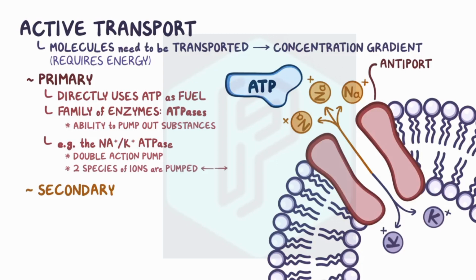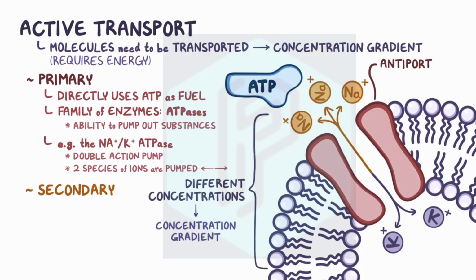The resulting difference in concentrations of ions on either side of the membrane creates a concentration gradient. But since ions also carry electrical charges, it's considered an electrochemical gradient, and the cell can use this in secondary active transport.